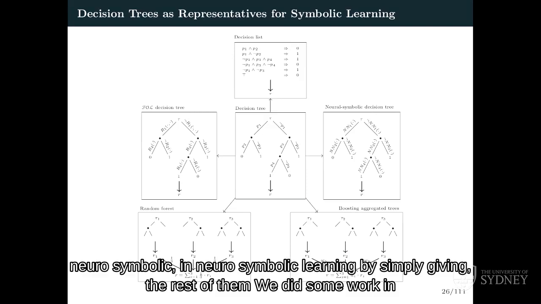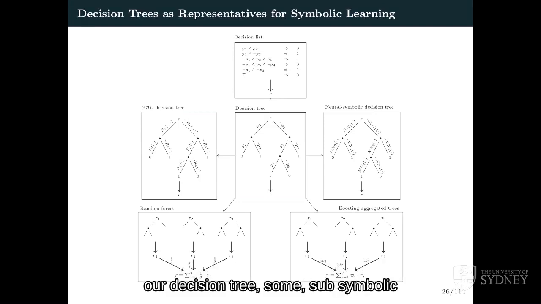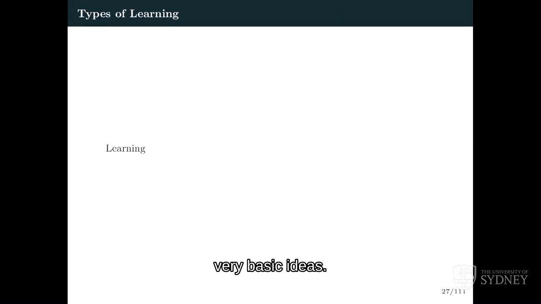And then when we are really fluent in that, then we can go over the rest of them. We did some work in neurosymbolic learning by simply giving our decision tree some subsymbolic capacity, some subsymbolic features, and we ended up with something that is quite interesting, not very easy to understand, in between, like the name says, neural symbolic, in between the two ideas. And again, very basic terminology and very basic ideas.